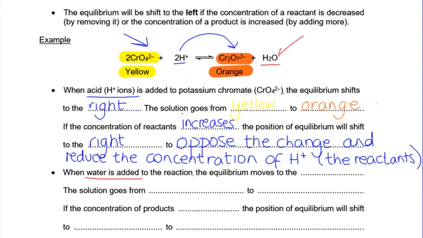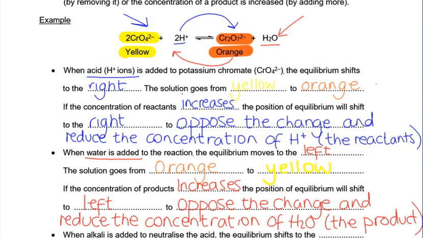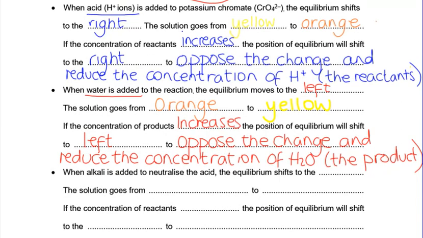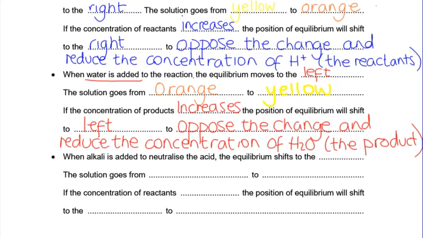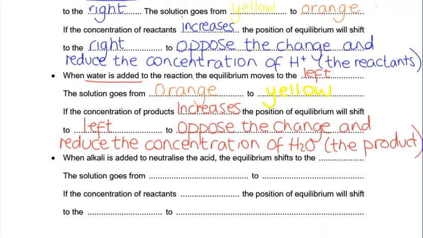Okay, when water is added, so I'm adding water. What effect is that going to have? See if you can pause the video and fill in the gaps. If you've managed that, you should have got something like this. When we added the water up here on the right, we shifted left to remove it, and so it went from orange to yellow. So if we add products, we're going to shift left to oppose the change and remove the products by turning them back into reactants.